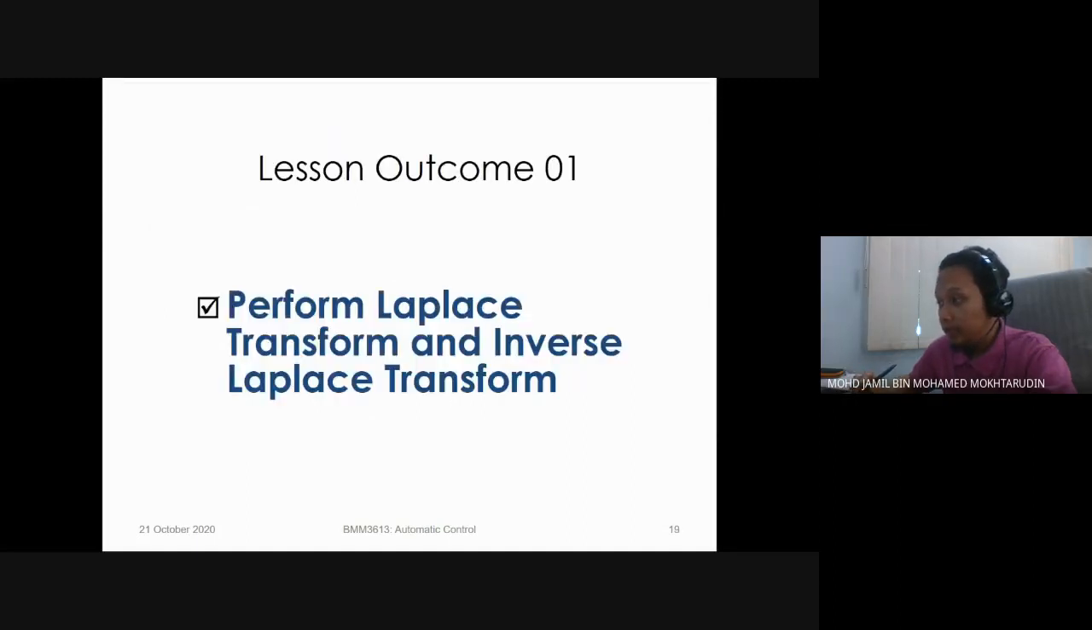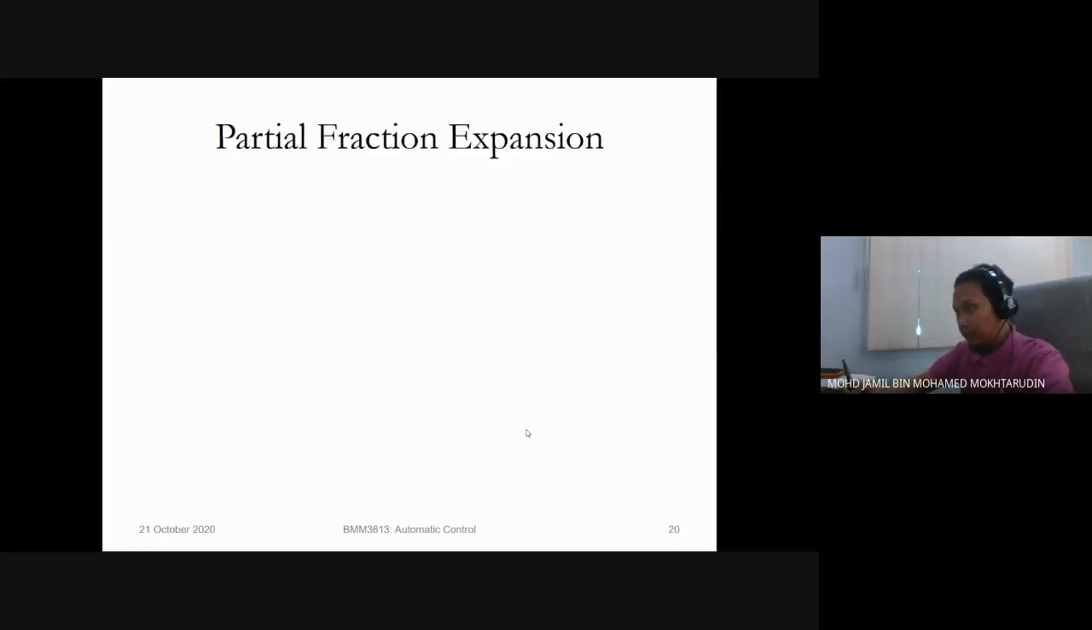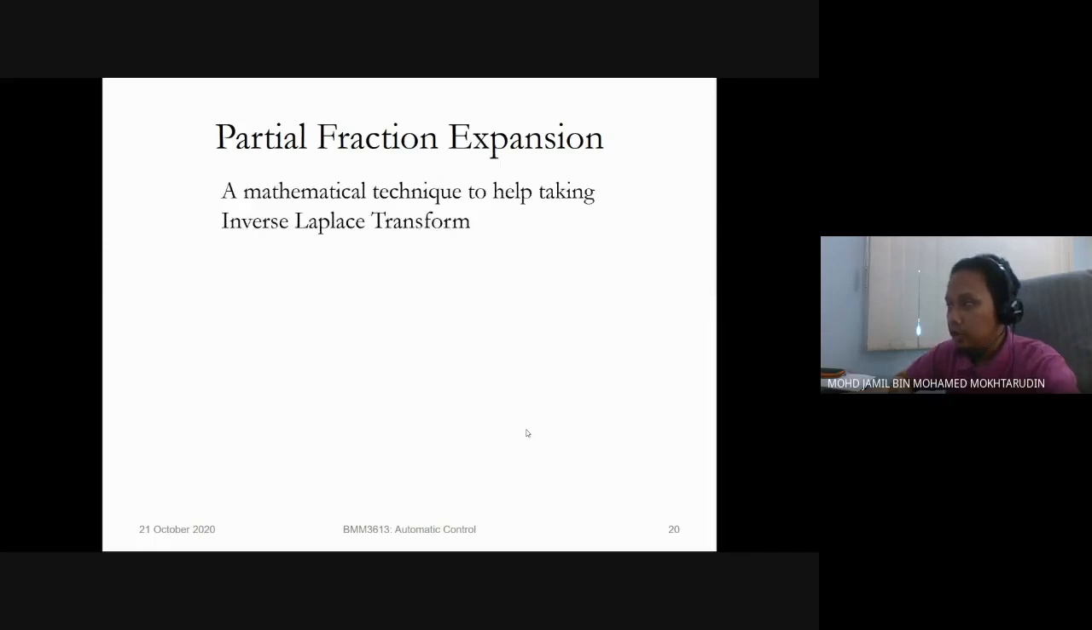Okay, so that's the first outcome. You have learned about the Laplace transform and the inverse Laplace transform. Now we are going to look at partial fractions, and how partial fractions play a role in determining the transfer function using the Laplace transform. Partial fraction is basically a mathematical technique to help you use the inverse Laplace transform.